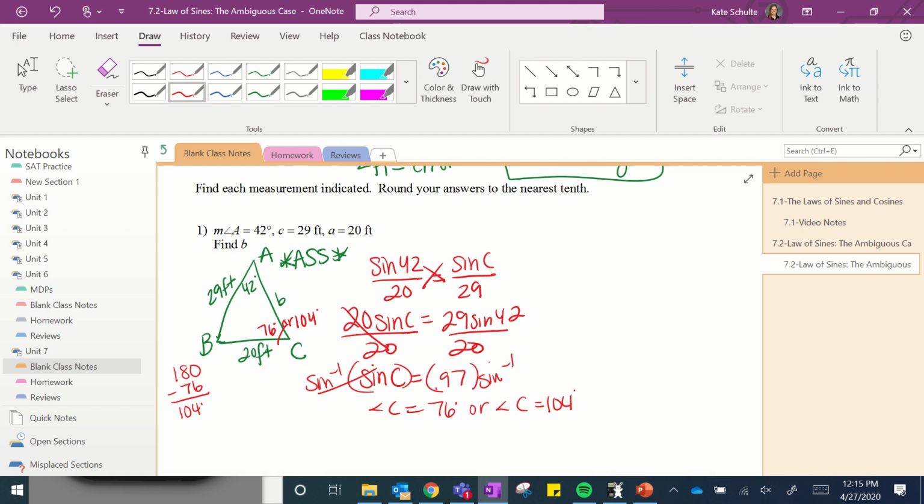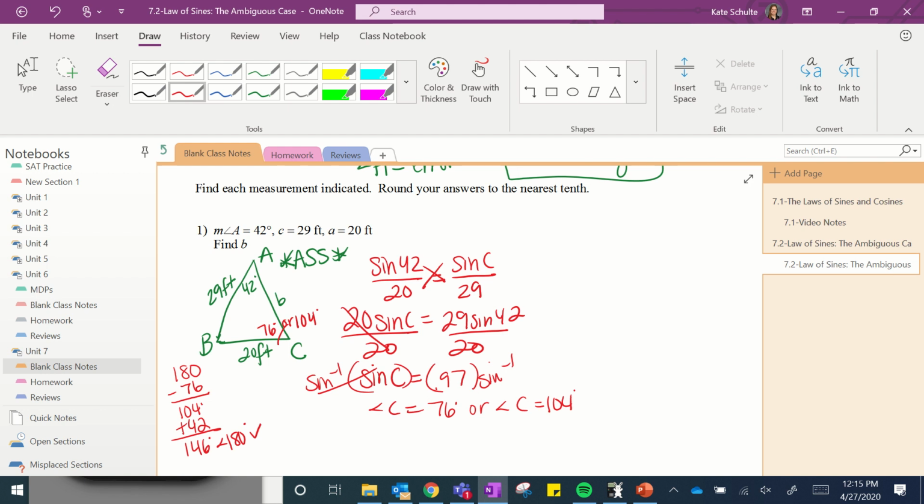We need to check if that's going to actually work. The way that I do that is by adding that 104 to our original angle A of 42. That's going to give us 146, and that's less than 180, so that's good. That means there's room for a third angle, for an angle B. So I'm going to have two triangles in this problem.